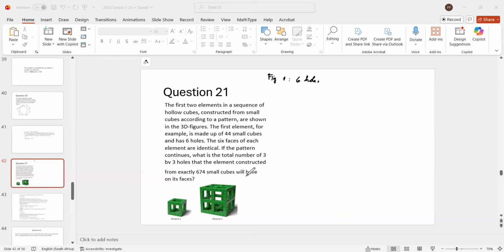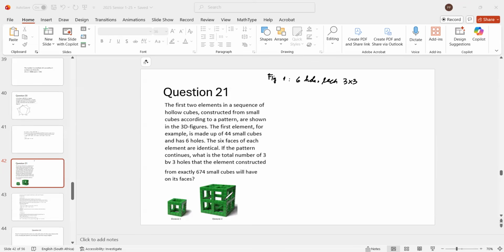What else do you have? It's got how many? So each of the holes is a 3 by 3. And so all these holes are 3 by 3 holes. It says it, the number of 3 by 3 holes. It means 9 little cubes have been taken out from those sides. Right? And it's a hollow cube.